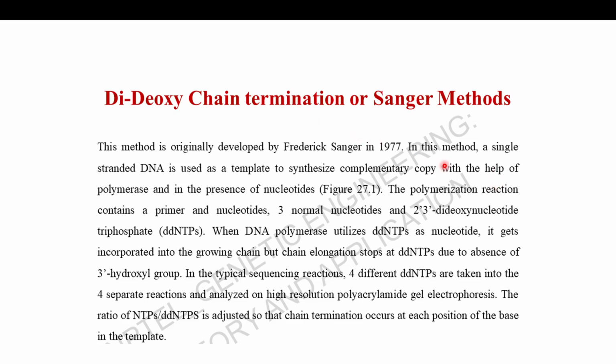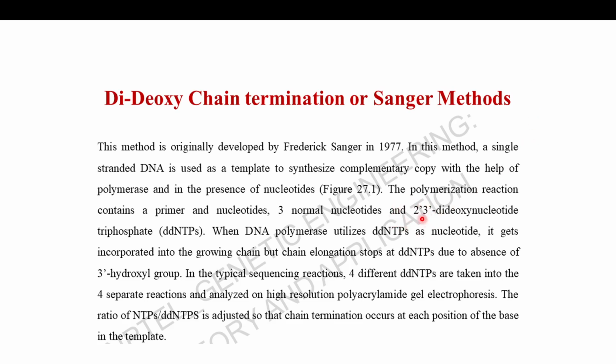Okay. So in this method, the template is used to synthesize a complementary copy with the help of polymerase and in the presence of nucleotides. So the polymerization reaction contains a primer and nucleotides, three normal nucleotides and ddNTPs. Okay. So in general, you have deoxy NTPs. However, it is both. So you remember in the pentose sugar, the 3' OH was used for phosphoester linkage, right?